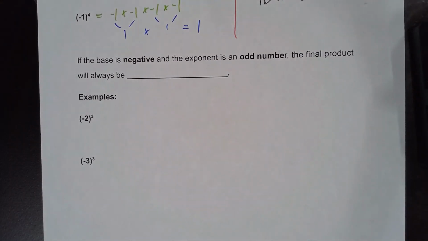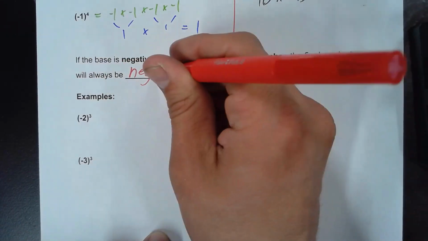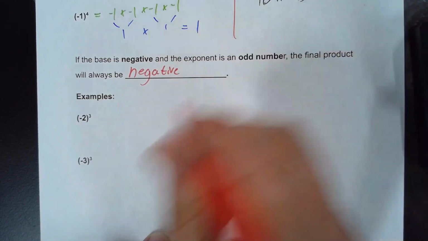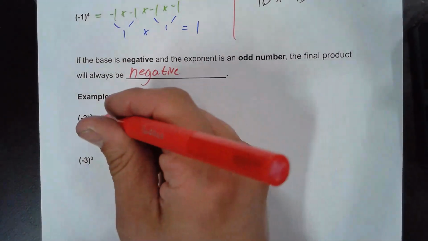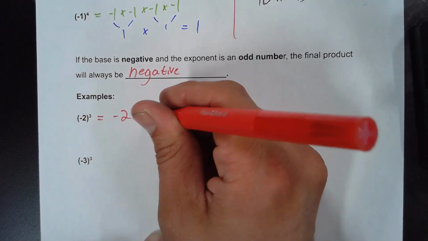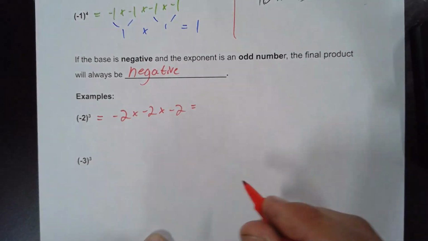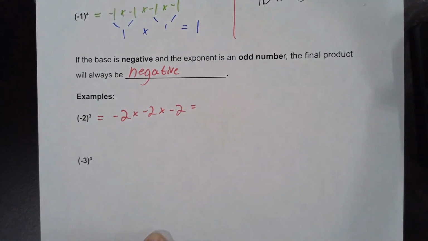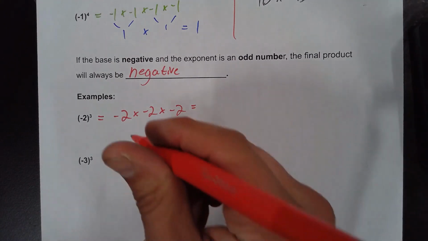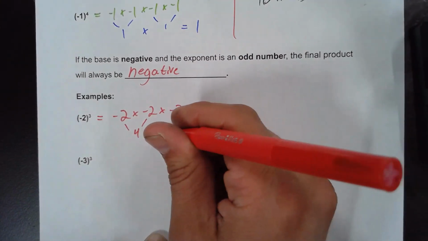Next one is if the base is negative and the exponent is an odd number, then the final product will always be negative. So let's look at the reason for that. So now we have negative 2 to the 3rd power. If I was going to break this down, this would be negative 2 times negative 2 times negative 2. So what is a negative 2 times a negative 2? Positive 4. What's positive 4 times a negative 2?